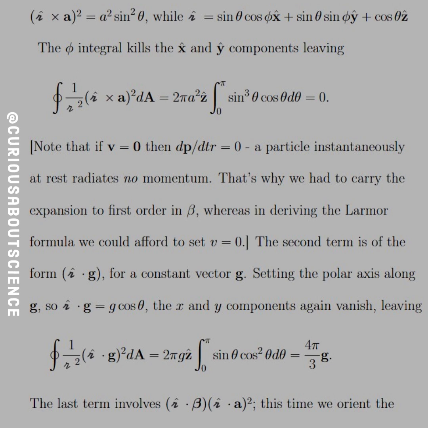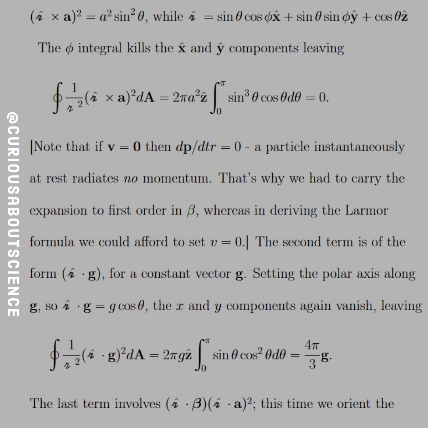The second term is of the form r hat dot g. Recall what g was, the momentum density, or the constant vector. We're just going to let it be the constant vector here, not the momentum density. Setting the polar axis along g so that r hat dot g gives us g cosine theta. The x and y components, again, vanish in that nice integral. So we're left with this integral set up here, which gives us a whopping 4 pi over 3 g.